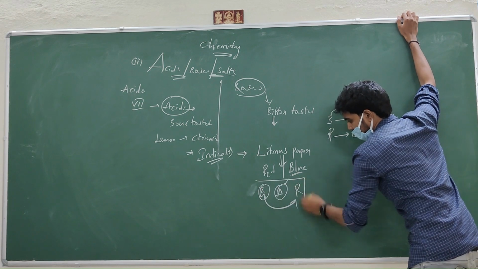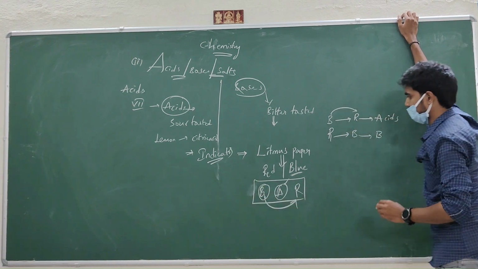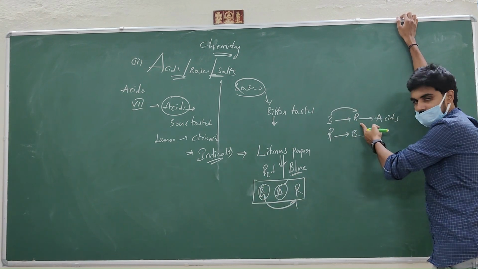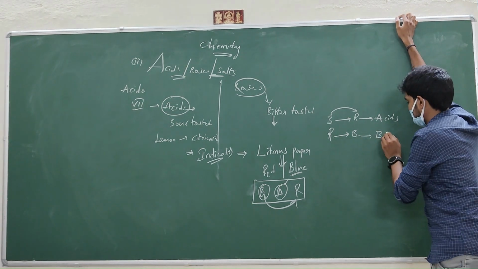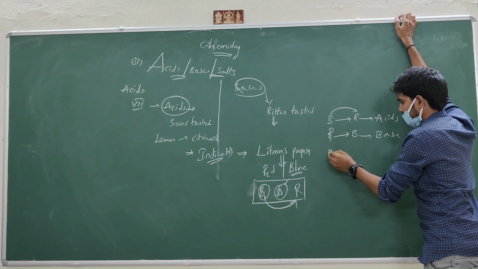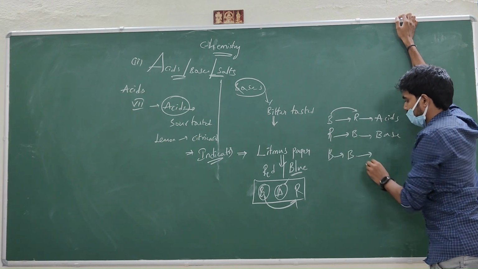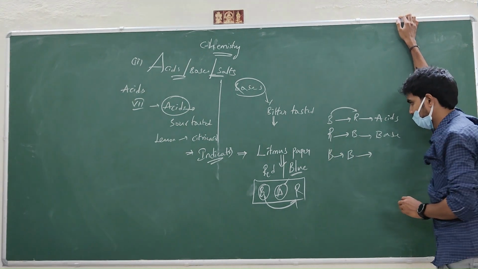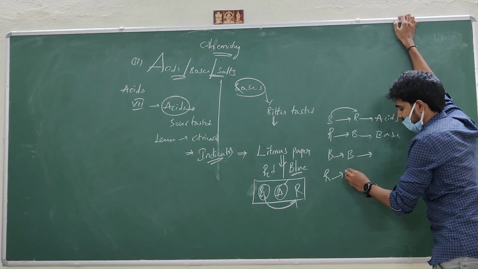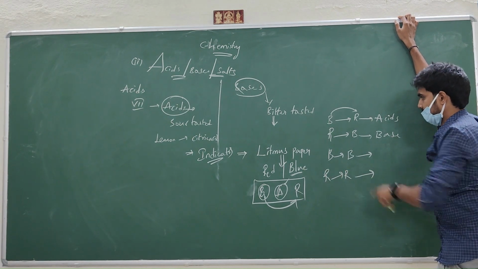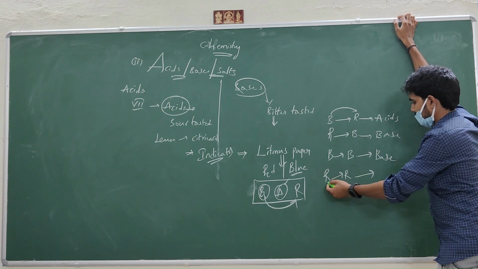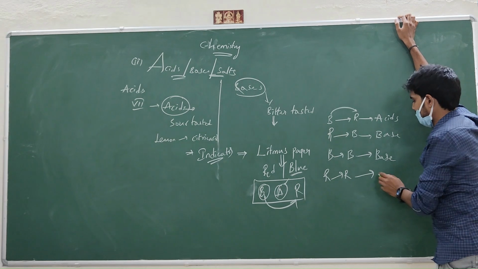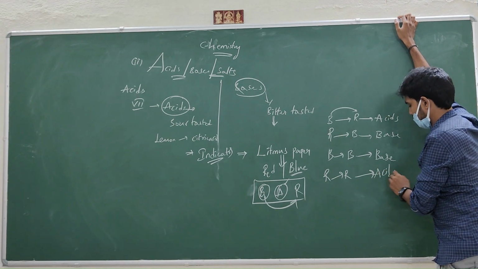Just remember the word, you will get to identify the litmus papers, right? If blue litmus paper turns red, it is an acid. If red litmus paper turns blue, it is a base. Now, if blue litmus paper remains blue, what might it be? If red litmus paper remains red, what might it be? If blue litmus paper remains blue, it is a base. If red litmus paper remains red, it is an acid. You need to remember these two points also.